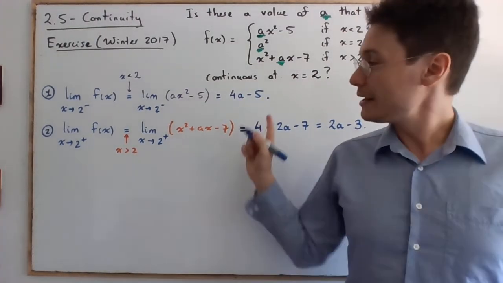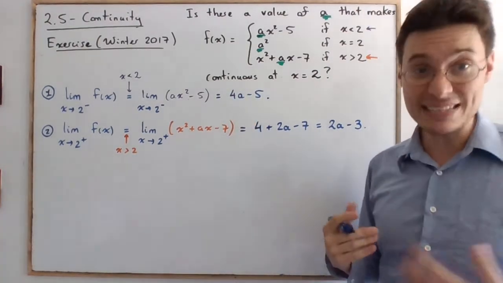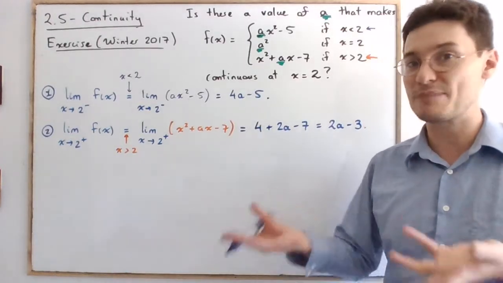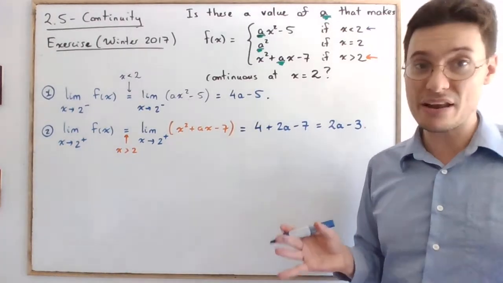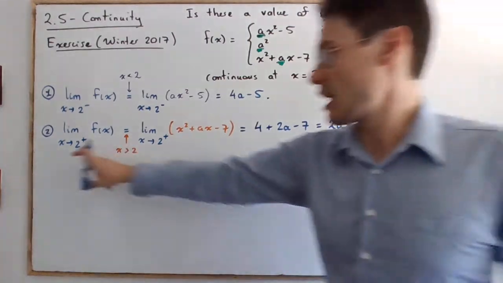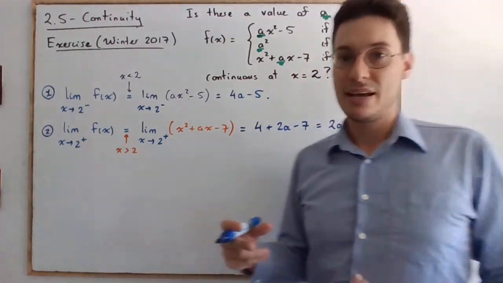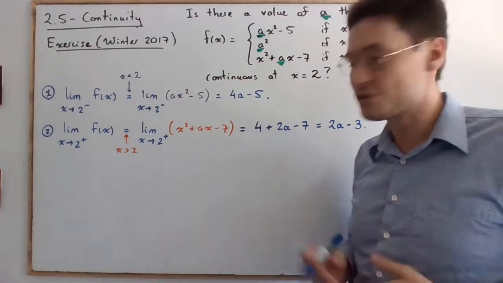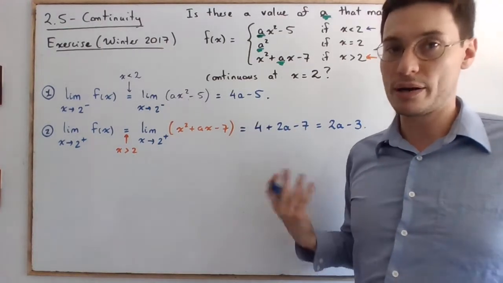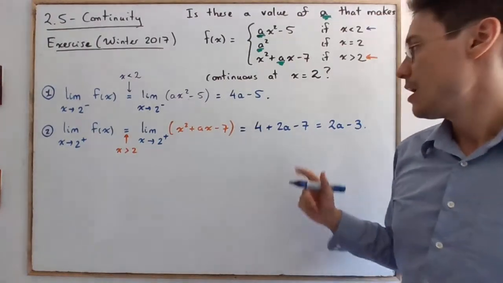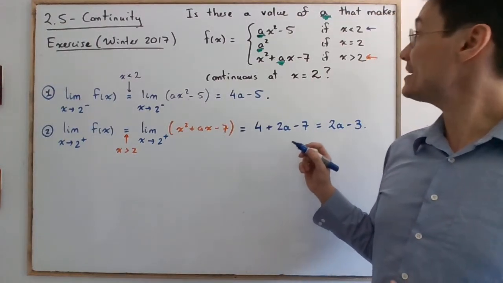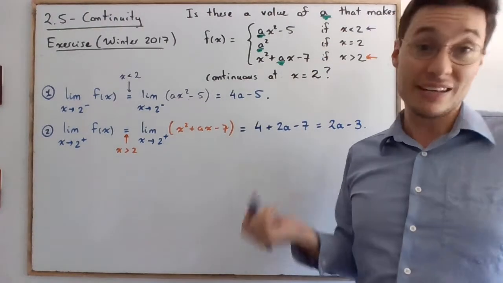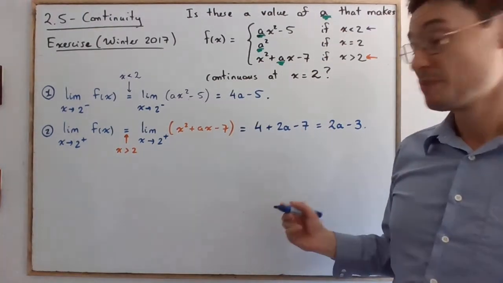Take note that the two limits actually depend on a, which is normal because a is a parameter. It doesn't depend on x. It's not relevant in the limit. It's just sitting there and ready to assume any value we would like it to have. But what we're looking for is a condition on a that would make the function continuous at x equals 2.